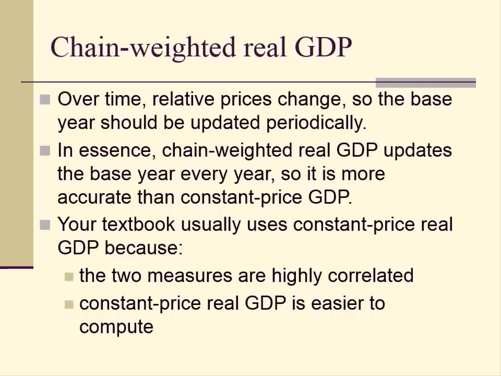That is, average prices, let's say in 2017 and 18, are used to measure real growth from 2017 to 18, and from 2018 to 19, and from 2019 to 20, and so on. So that makes it more accurate. However, your textbook usually uses constant price real GDP because, one, the two measures are highly correlated, and two, constant price real GDP is easier to compute. So we are not going to get into the detail of the chain-weighted real GDP in this class.